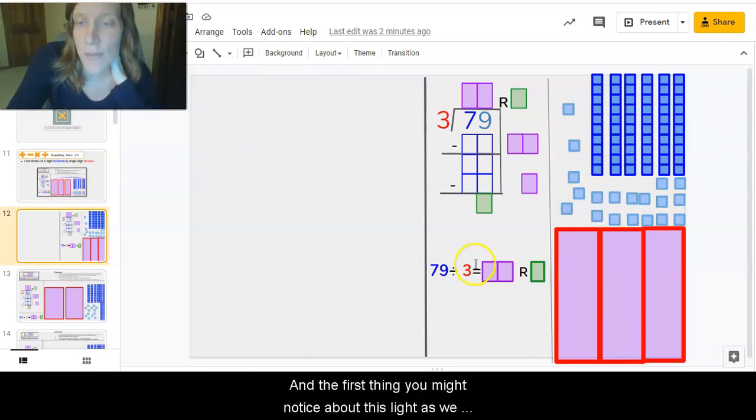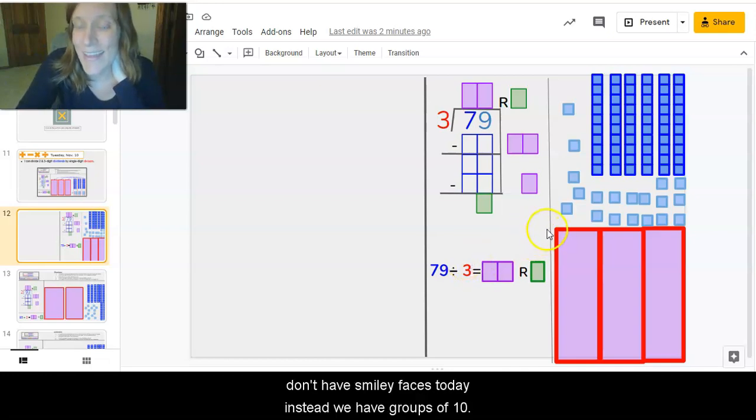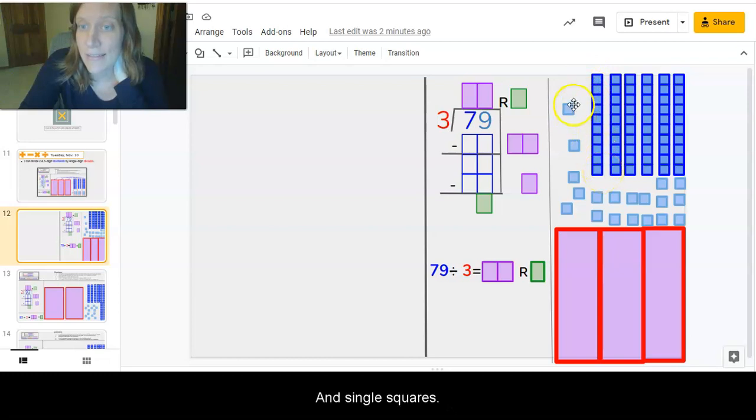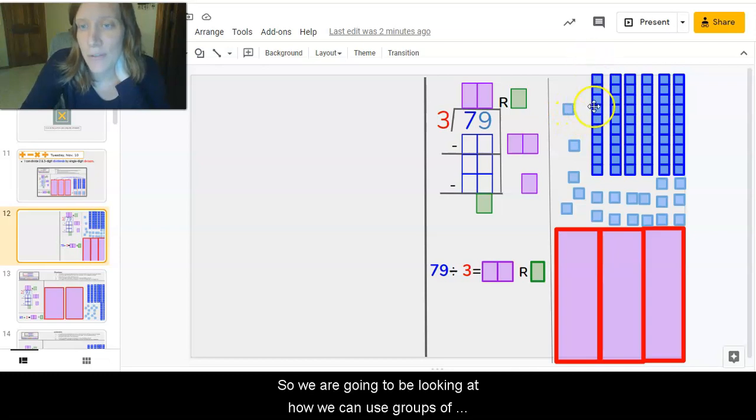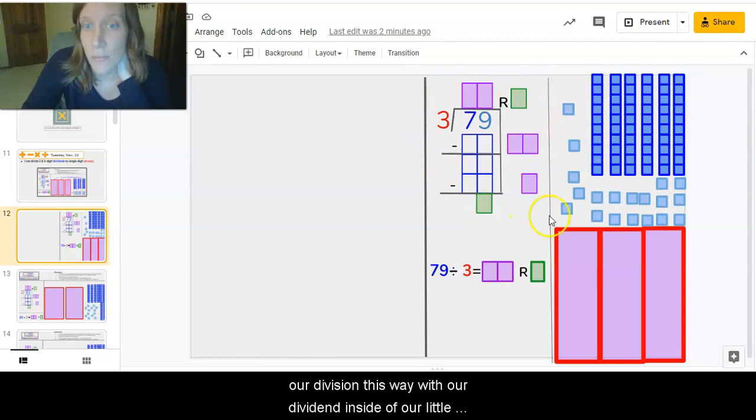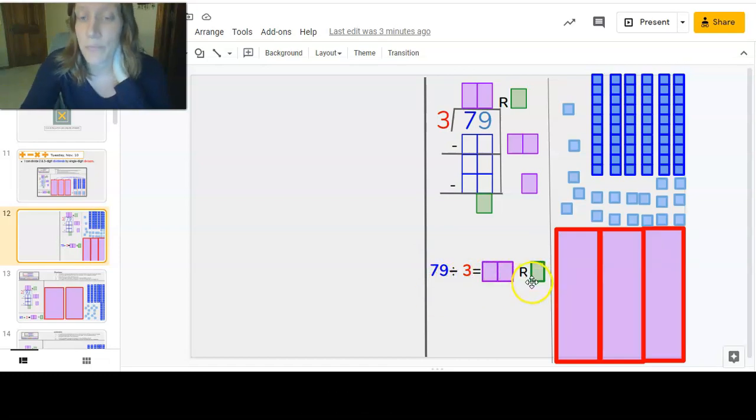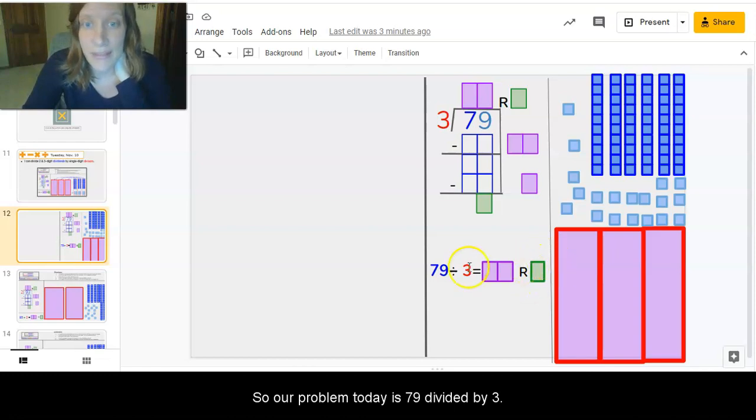Okay, and the first thing you might notice about this slide is we don't have smiley faces today. Instead, we have groups of 10 and single squares. So we are going to be looking at how we can use groups of 10 to make this division a little bit easier on us. You're also going to notice that we're starting today with our division this way, with our dividend inside of our little house and our divisor on the outside. You can see down here we have it written this way as well, and we will use this at the very end. So our problem today is 79 divided by 3.